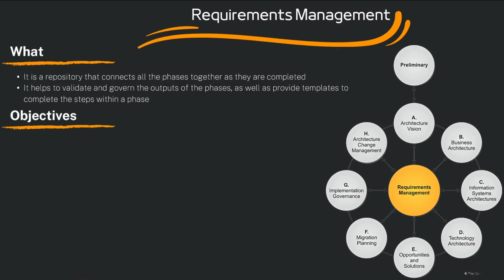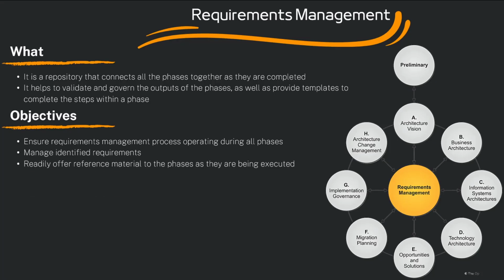A key objective of the requirements management phase is making sure that it's actually in operation during all phases of the ADM. You are actively using it to pull ideas and reference material from, and you are constantly evolving the reference material and the knowledge that exists within it. We want to manage requirements identified during each phase and readily provide requirements reference material so that you can get ideas and use those ideas when you need them.